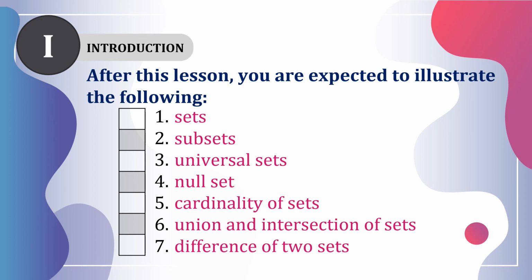Now let us check the boxes of the topics given during the introduction that we were able to discuss. Number 1, sets. Check. Number 2, subsets. Check. Number 3, universal sets. Check. Number 4, null set. Check. Number 5, cardinality of sets. Check. Number 6, union and intersection of sets. Check. Last, number 7, difference of two sets. Check.